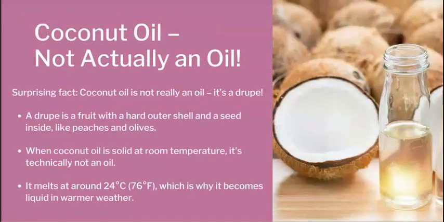Coconut oil, it's not actually an oil, so what is it? It's actually a drupe. D-R-U-P-E. A drupe is a fruit with a hard outer shell and a seed inside. So peaches and olives are other examples of drupes. When coconut oil is solid at room temperature, it's technically not an oil. Coconut oil melts at around 24 degrees, which is why it becomes liquid in warmer weather.